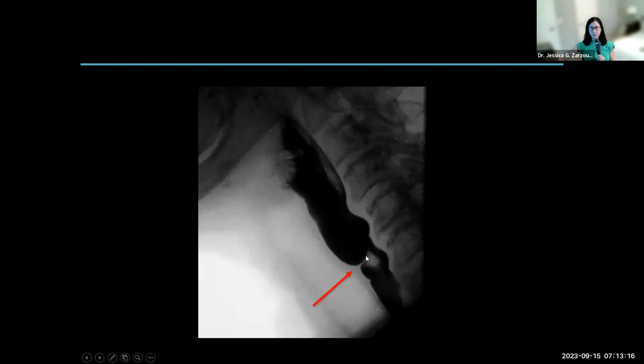This is another example of an esophageal web. It's normally along the anterior aspect of the cervical esophagus, and it's this thin mucosal band. Again, we can see this jet of contrast coming posterior to it.